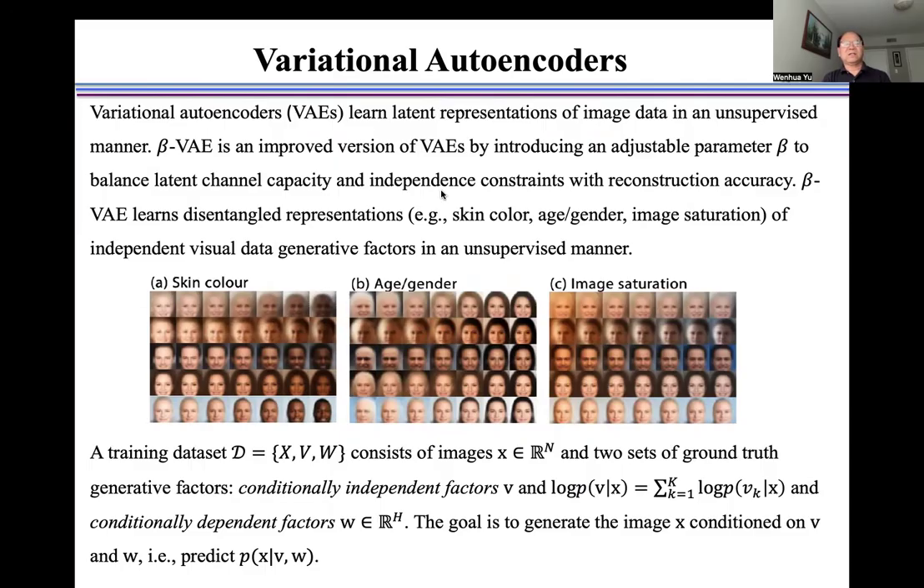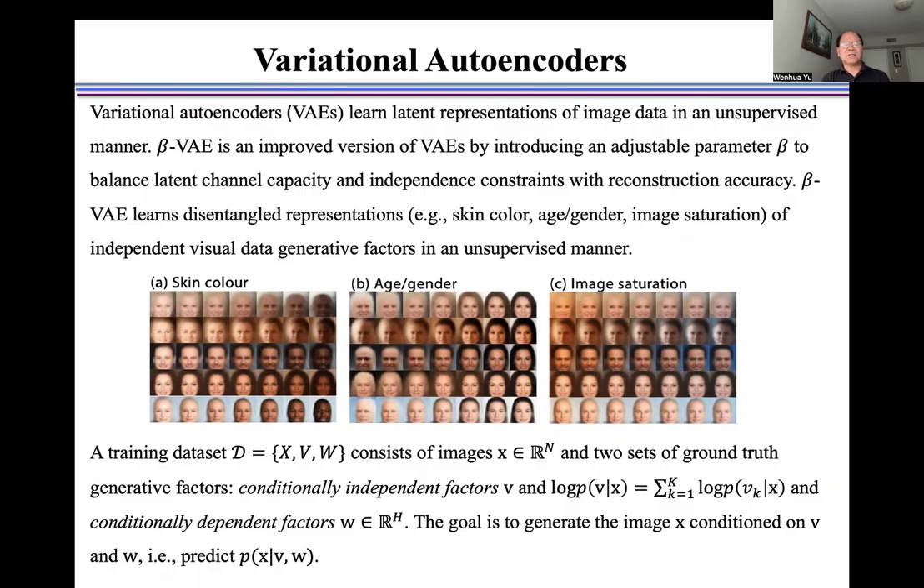Beta VAE learns disentangled representations, for example, skin color, age, gender, or image saturation, as shown here, of independent visual data generative factors in an unsupervised manner.